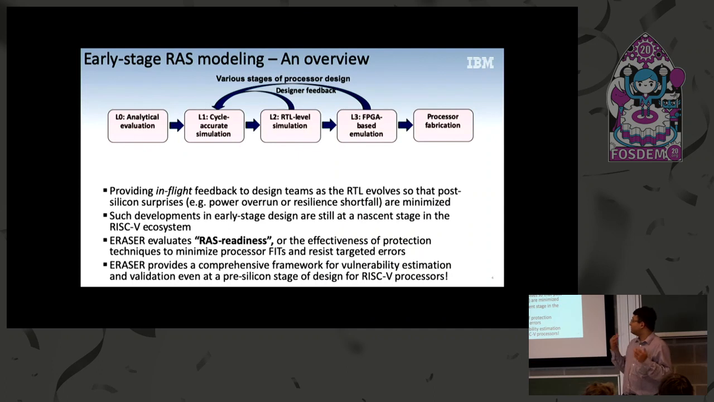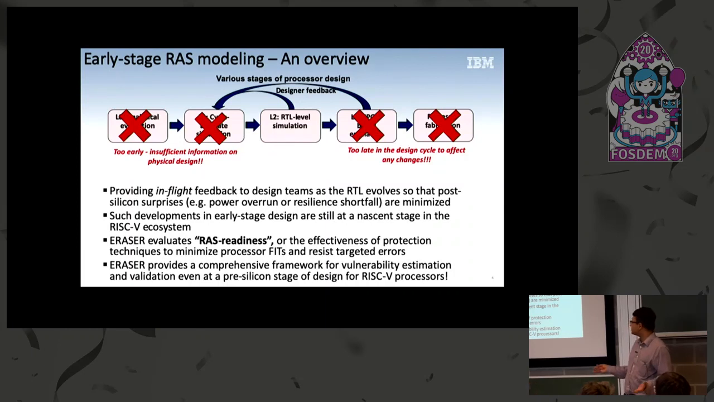So it's possible to carry out this kind of evaluation at various stages of processor design, right from an analytical stage down to building a cycle accurate simulator, RTL simulation, FPGA-based emulation, and finally processor fabrication. However, you can notice that at the first two stages, there's not enough information on the physical design, particularly in terms of the latches, their size, and their vulnerabilities. And at the last two stages, it's probably too late to affect any changes.